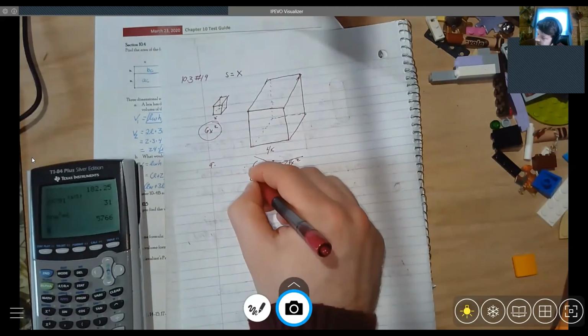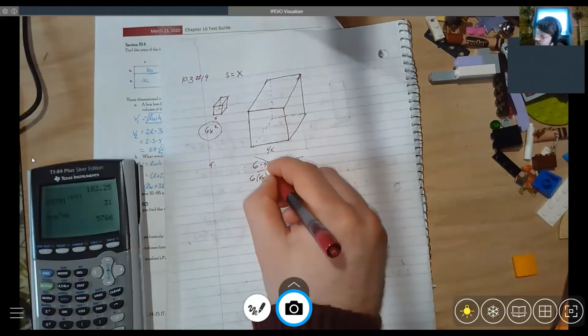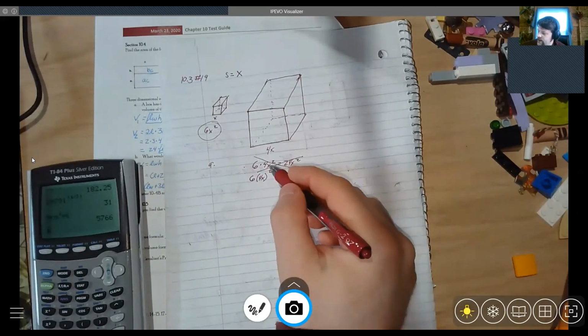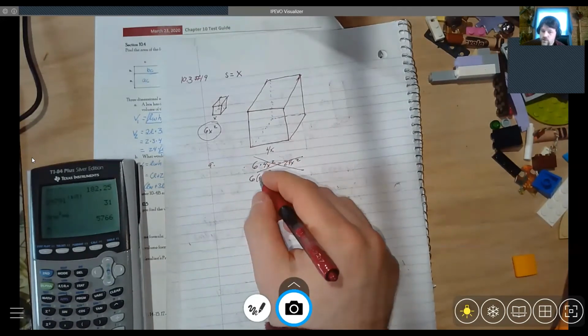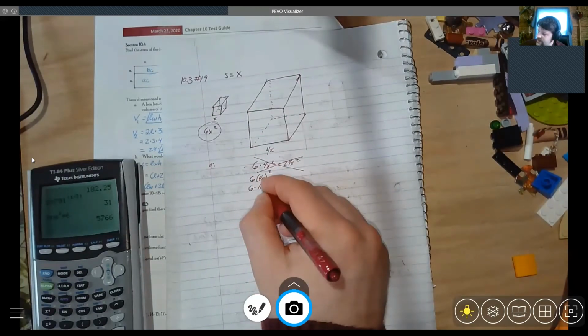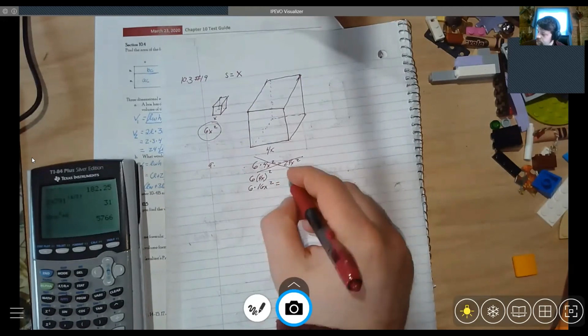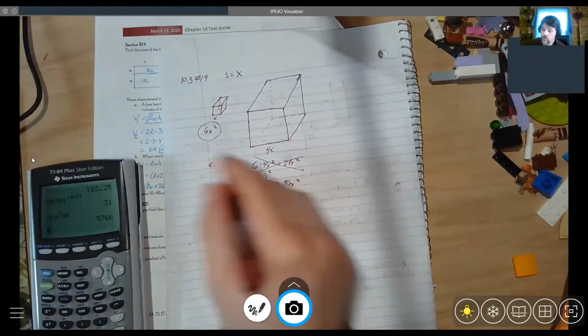Algebraically, if the side length is 4x, I always use parentheses, you got to square the whole side length. And up here, you're just squaring x and not the 4. That's wrong, because you're not squaring the whole side length, just the x part. You got to square the 4 and the x. So you get 6 times 16x squared equals 96x squared.